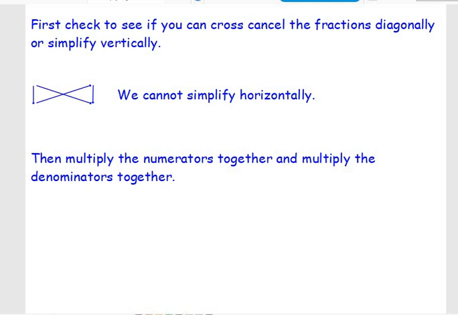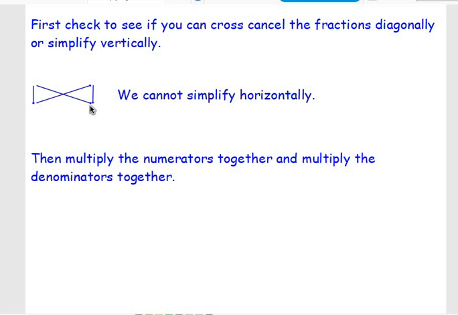And this is really important here. We cannot simplify horizontally. So from side to side, we cannot simplify this way. It's only up or down or diagonal. Once we have checked for our simplifies and our cross cancels, we then simply multiply the numerators together, the two top numbers, and then multiply the denominators together, the two bottom numbers of the fraction.